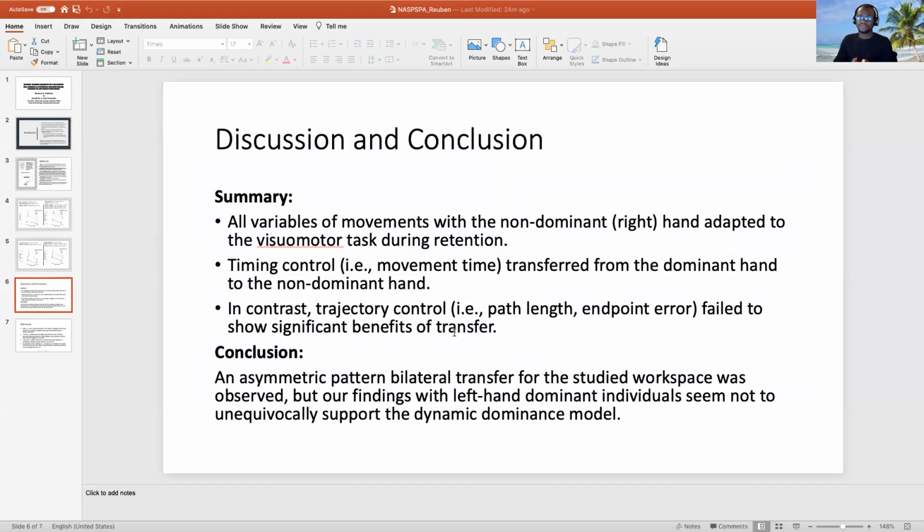What is the implication of this result for the dynamic dominance model? We could see that while there was some form of asymmetry of bilateral transfer for the workspace we studied, our findings failed to conclusively support the dynamic dominance model.